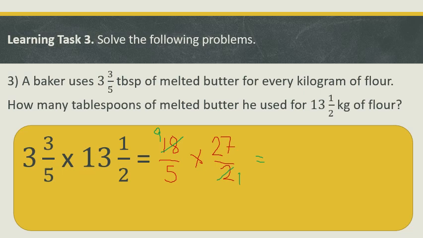Kapag minultiply na natin siya, 9 times 27 is 243. Then, 5 times 1 is 5. Since ito improper, gagawin natin siyang mixed number. 243 divided by 5 is 48. Pag 48 times 5 is 240, minus 243 is 3. So, 48 and 3/5. Yan po ang number of tablespoons of melted butter na kailangan ng baker.